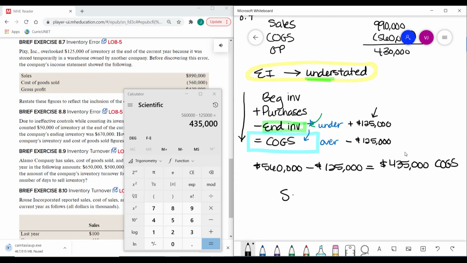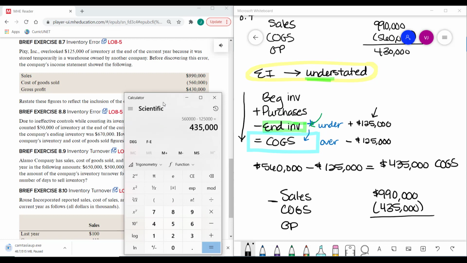So we wouldn't need to restate sales, right? This has nothing to do with sales, the fact that we didn't count some inventory, we missed out on it. Cost of goods sold, we know, is fixed now. That's actually 435. And guess what? Sales minus cost of goods sold gives us gross profit. So because we fixed cost of goods sold, gross profit also needs to be fixed.